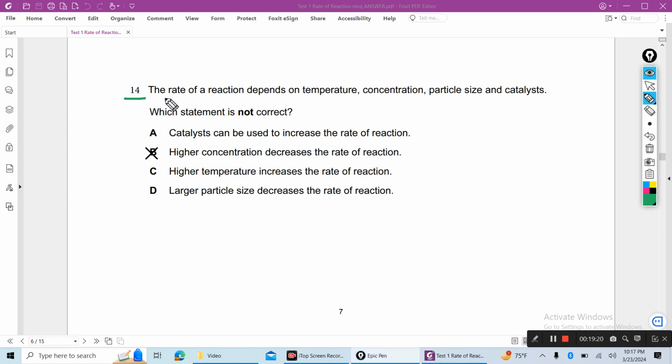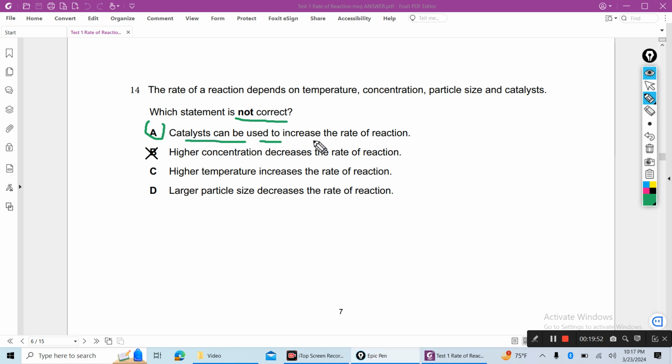Next question. The rate of reaction depends on temperature, concentration, particle size and catalyst. Which statement is not correct? B is the correct answer. B is not correct, B is the answer. Higher concentration decreases the rate of reaction. No, higher concentration always increases the rate of reaction. This is the wrong statement, but A is the correct answer. Here the question is asking for not correct.